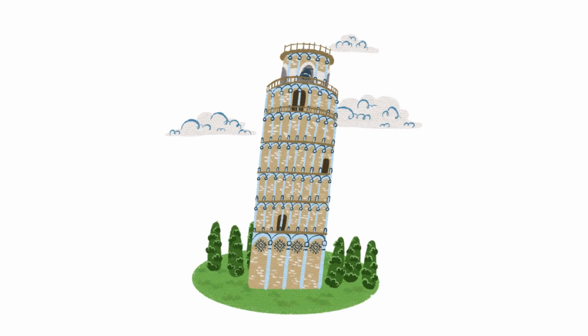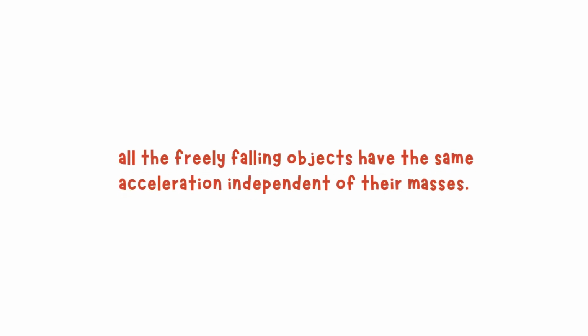Before the crash it reaches its maximum speed. Well, the remarkable observation that all free-falling objects fall at the same rate was proposed by Galileo. He dropped various objects of different masses from the Leaning Tower of Pisa. He noticed that all the freely falling objects have the same acceleration independent of their masses.